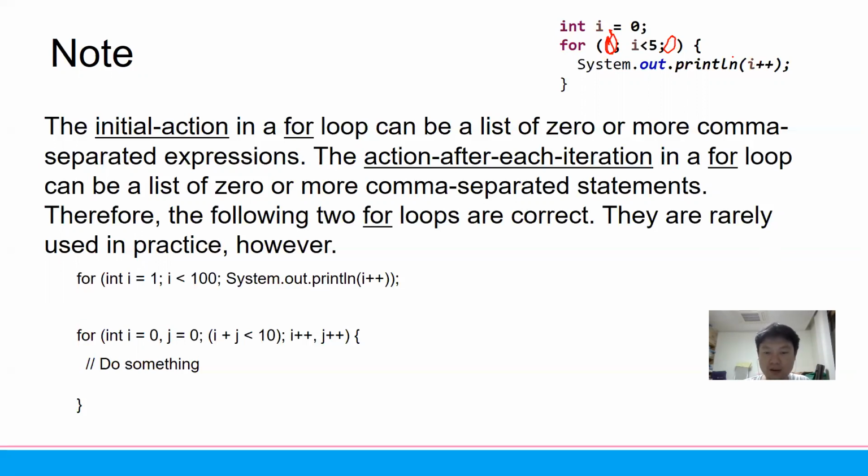And what about this? This is the value that I put into the body of the loop. So we will have the i plus plus. It means I will print the value i and then I will add with 1. Okay? So that's the idea. So the initial action can be a list of 0 or more comma separated elements, and the action after each iteration can also be a list of 0 or more comma separated elements.